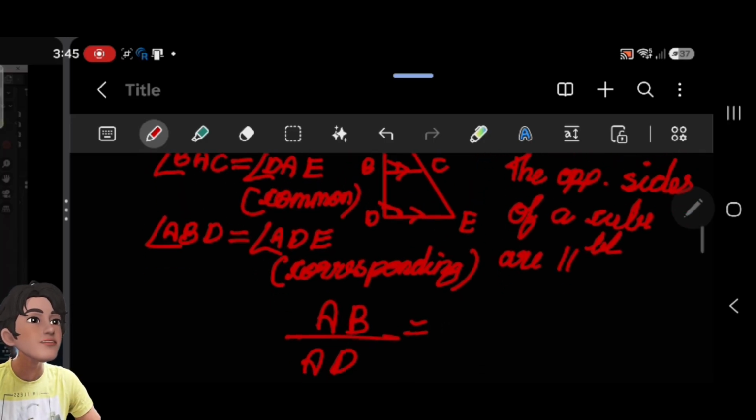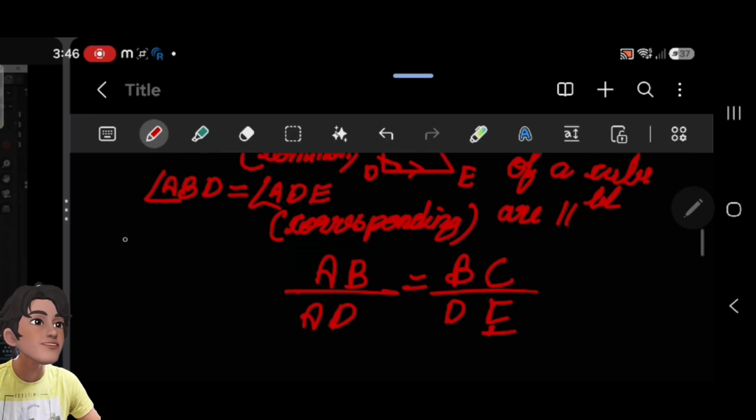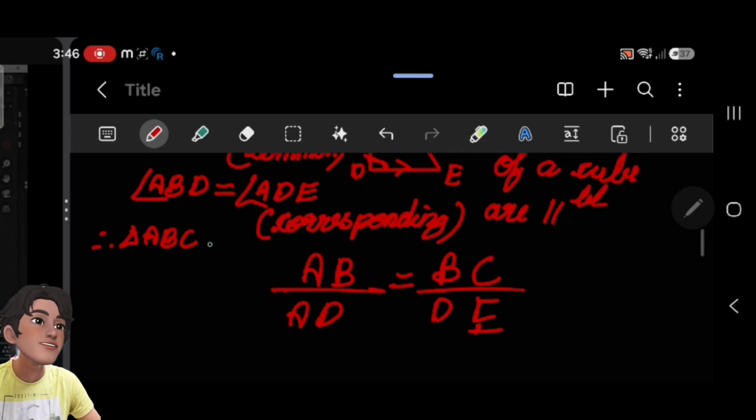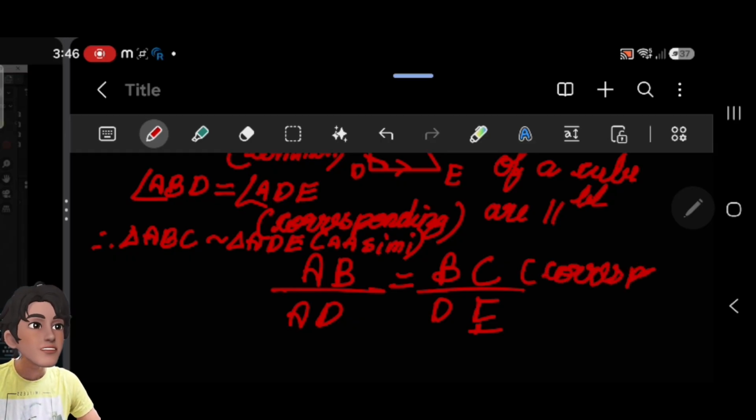Now, the sides AB by AD is equal to BC by DE. We can conclude this as triangle ABC is similar to triangle ADE through the AA similarity criterion. Hence, we can prove that AB by AD is equal to BC by DE as they are corresponding sides of similar triangles.